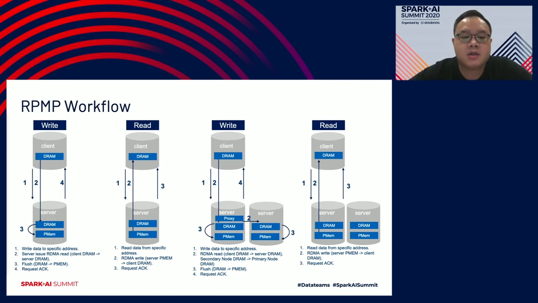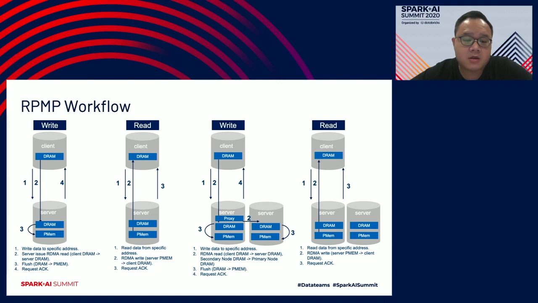On the workflow, we have a single node write and read workflow and a distributed mode write and read flow. On the single node side, on the write path, the client will be used by the shuffle manager plugin. It will write data to a specific address. And then the server will issue an RDMA read from the client DRAM to the server DRAM, and then flush the DRAM to the persistent memory, and then send the ACK to the client side.